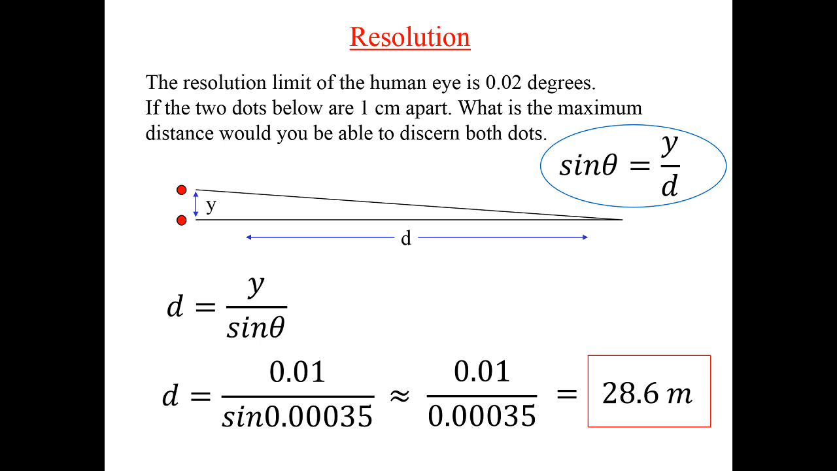But if you want, you can just always use degrees. Just take the sine of 0.02 degrees. That'll give you 0.00035, and you'll be able to solve the problem just fine. Just be careful, right? Make sure you're consistent with your degrees or radians. In any case, we've found that 28.6 meters is the distance at which a very good set of eyes can distinguish between two dots that are 1 centimeter apart.